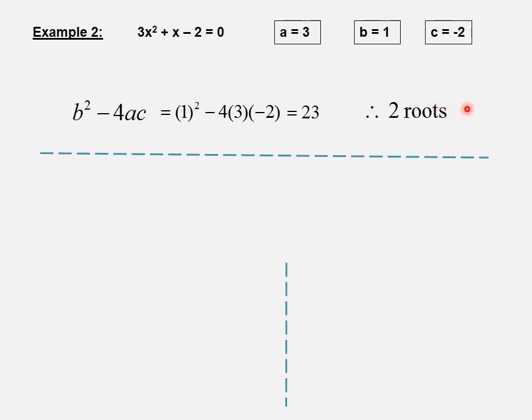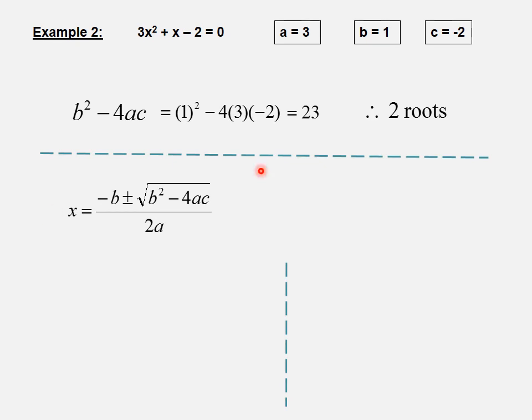Now, if this was one real root, you would still go ahead and do the question. You would only get one x-intercept. If this was a negative answer, then we would write therefore no roots, and we would not proceed any further because there would not be anything to find. But in this case, we can go ahead.